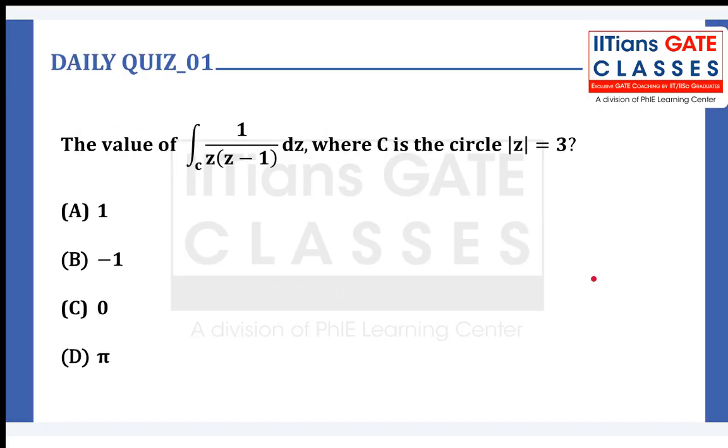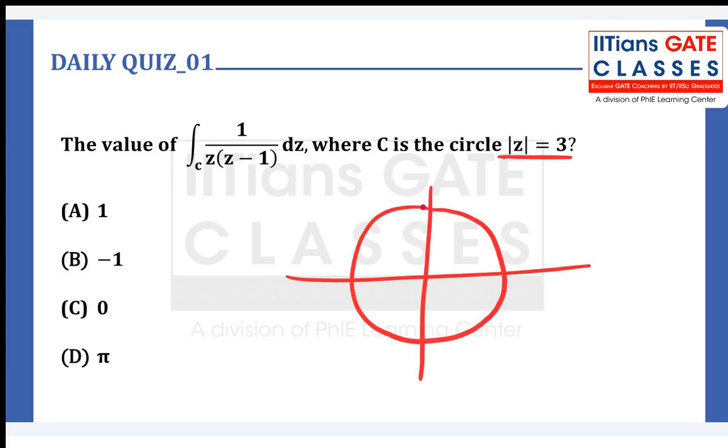So let's get started. The first question is on complex integration. They are asking you to evaluate this integration where the closed contour C is nothing but a circle of radius 3 centered at origin. This is a standard contour that they usually give in these kinds of questions, especially for the GATE exam. So this will be your 3 and this is your minus 3.